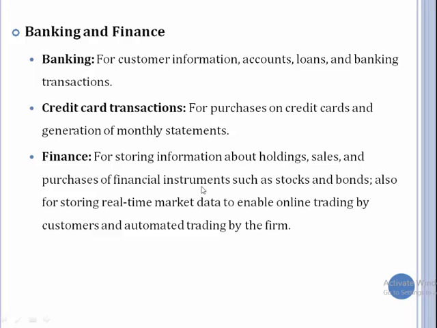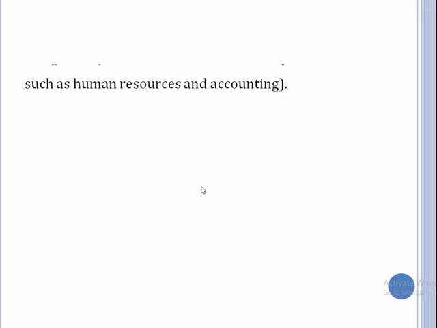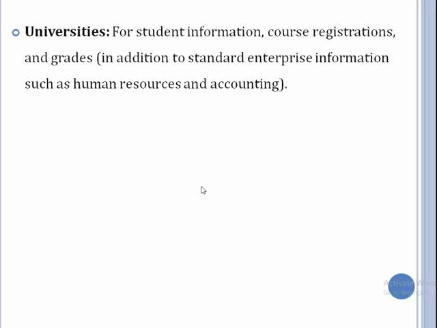Okay. So let us see one more application, that is universities. So we can create a database for the universities also. So in this case, the university database may contain the information about the course registrations, grades, in addition to the standard enterprise information such as human resources and accounting. Okay. So you can also create a university database which contains the faculty information, student information, college information. So in universities also we can create a database.